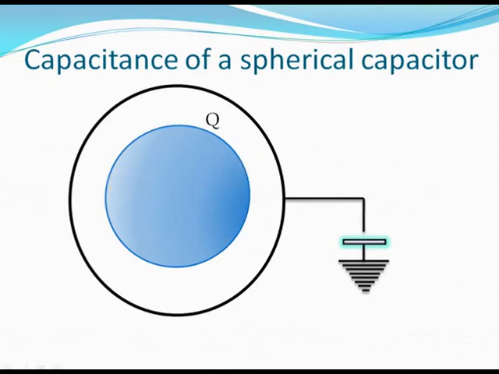How will we proceed? Well, we already know that C is Q by V. Q is already given. It's the charge given to the inner sphere. V is the potential difference between both these spherical shells, because as you can see there are two terminals, terminal 1 and terminal 2, and V is the potential difference between both these terminals, isn't it? So our main job is to now calculate the potential difference between these two spherical shells. How do we do that?